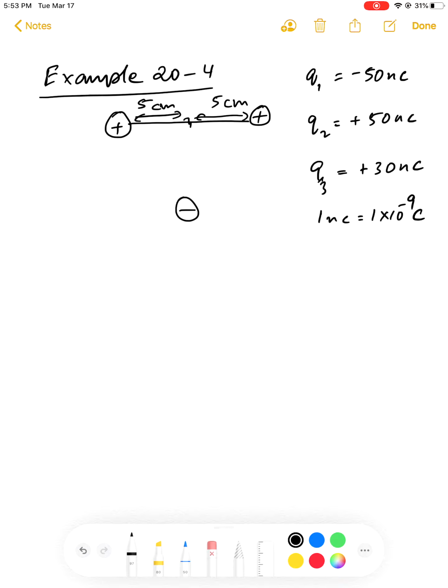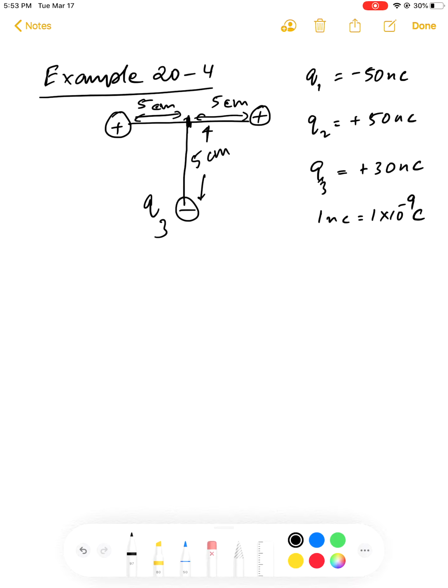Hello. So here we are trying to find the force on our charge Q3, and the Q3 value is given in your problem as 30 nanocoulombs, right? So you have two positive charges, one negative charge, and you are given the distances between these charges. This is 5 centimeter, this is 5 centimeter, this is 5 centimeter as well.